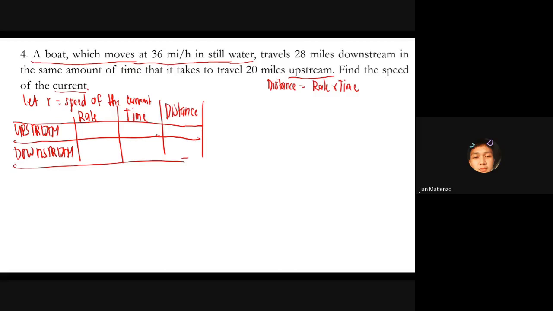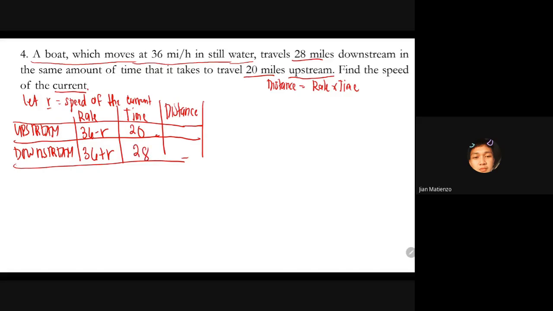So kapag upstream, yan yung minus. Sana naintindihan kung bakit tayo nag-minus dito. Kasi yung bilis ngayon ng current ng water, ma-minusan natin noong speed naman ng boat. So we have now the speed of the boat is 36. If that is upstream, so 36 minus R. Speed po yung R ng current ng water. And then, downstream, 36 plus R. The time there is, kapag upstream, kaya niya mag-travel ng 20 miles. Samantalang kapag downstream, kaya niyang mag-travel ng 28 miles.